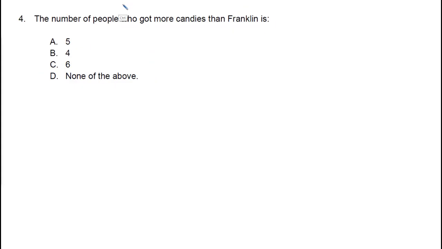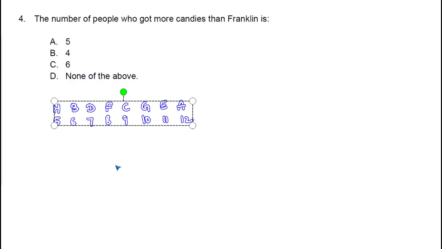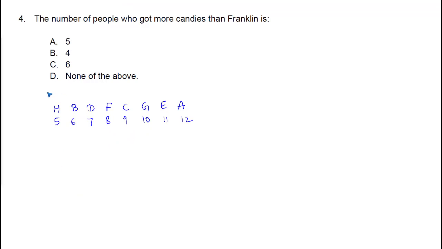After that, question number 4. The number of people who got more than Franklin. Okay, more than Franklin, these are the 4 people who received more candies than Franklin. This is how we can solve this particular set everyone.